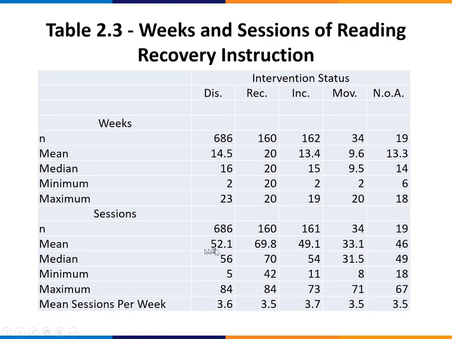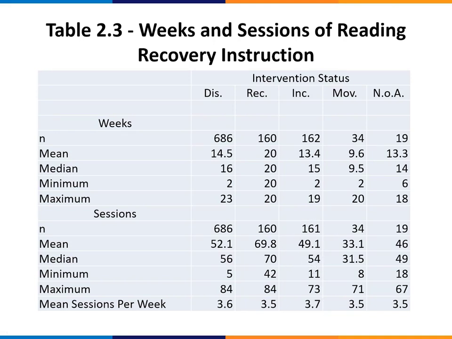All right, so let's look at weeks real quick. So discontinued kids on average, once again, 686 kids were used in the computation. They had a mean of about, I'm sorry, these are lessons. They got about 52.1 lessons. Our incomplete kids got about 49.1.